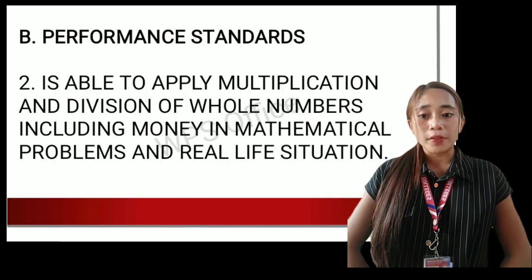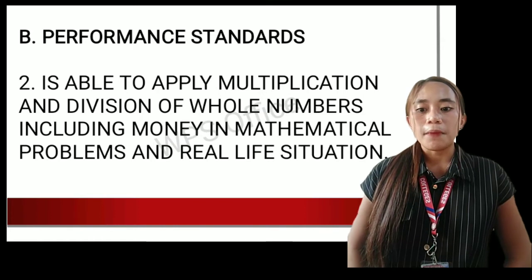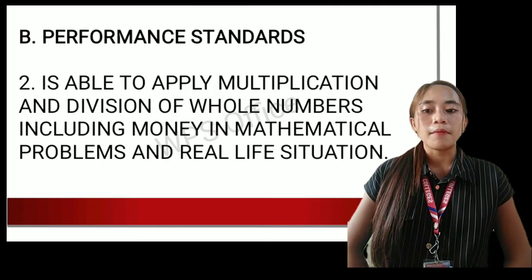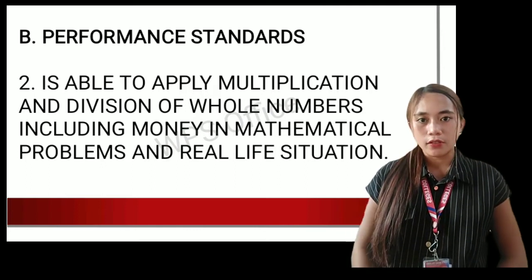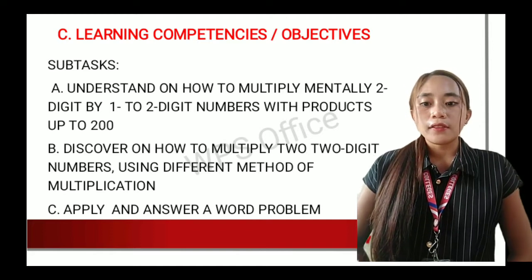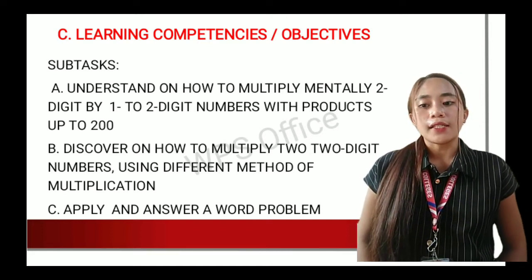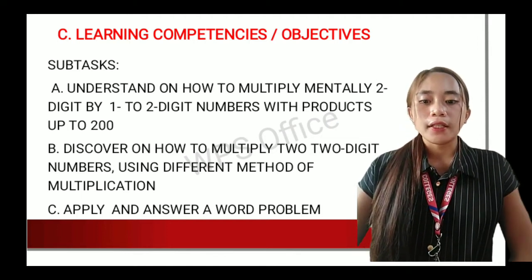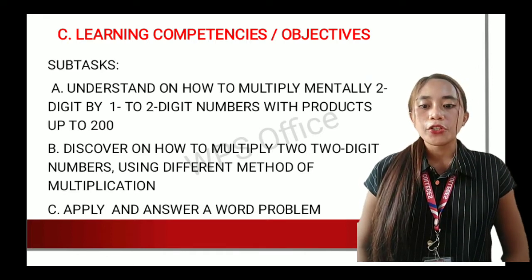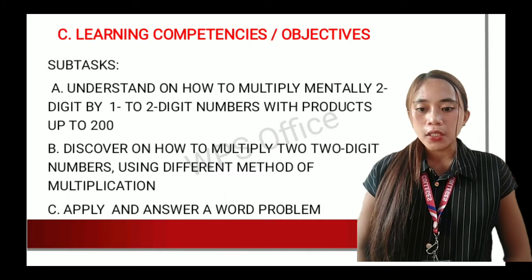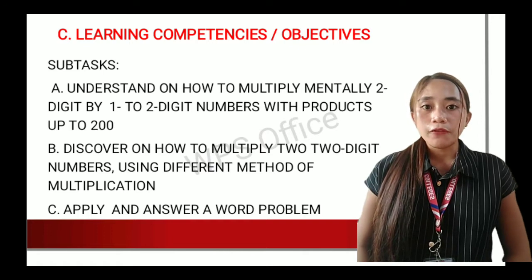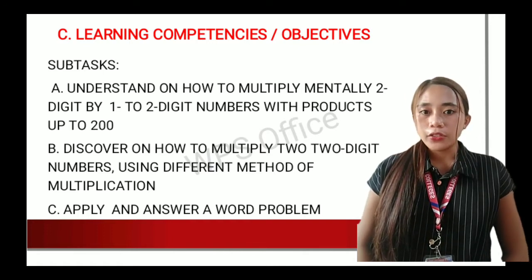The letter B, the performance standard: is able to multiply and divide whole numbers including money in mathematical problems and real-life situations. The letter C, learning competencies or the objectives. We have a subtask. Letter A, understand how to multiply mentally 2-digit by 1 to 2-digit numbers with a product up to 200. Letter B, discover how to multiply 2 to 2-digit numbers using different methods of multiplication. And letter C, apply and answer a word problem.